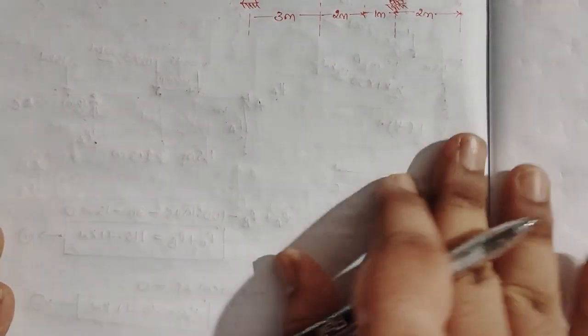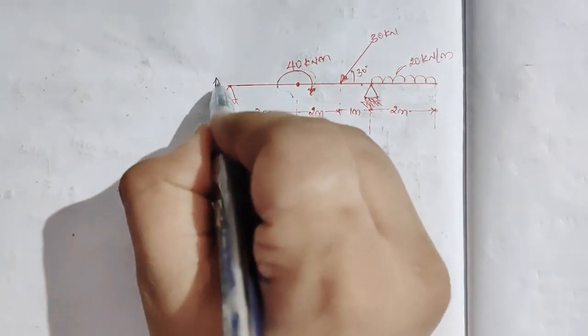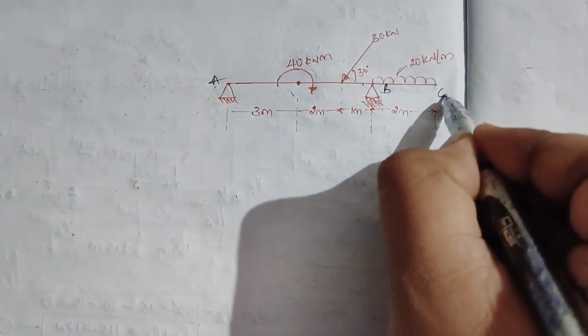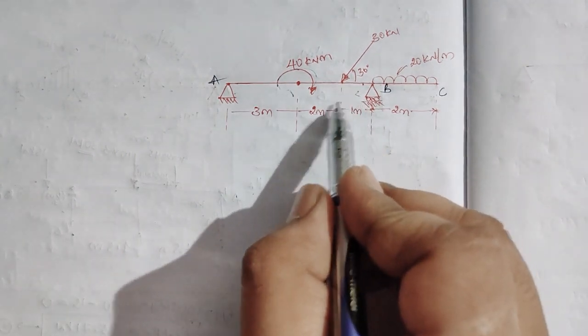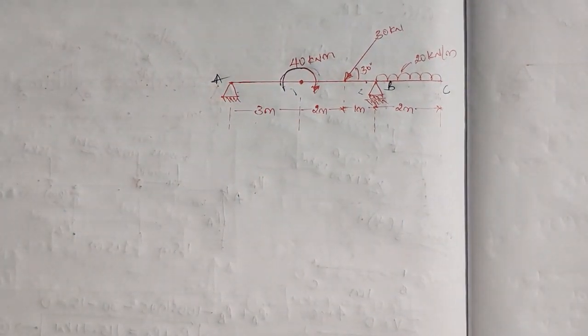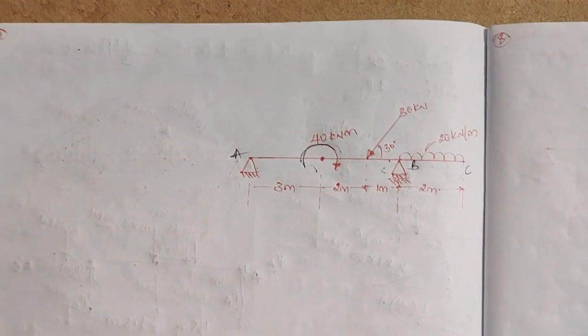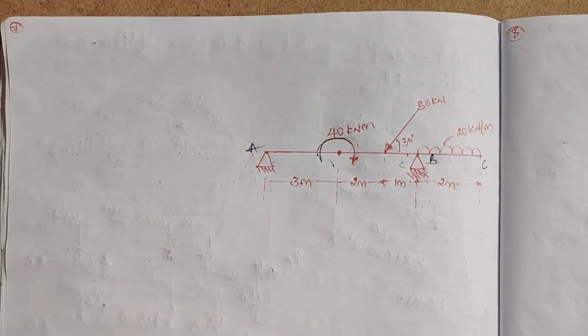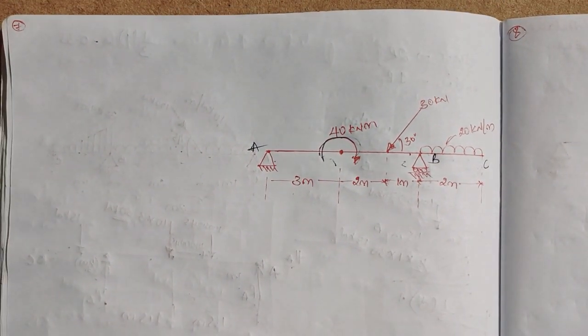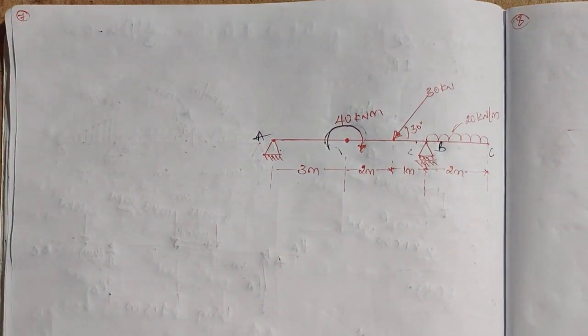So next one: if in the beam a moment is given like this, see A, B, C, between A and B at a distance of 3 meters, directly they have given a moment. When they give a moment, how to solve? I am covering each and every concept so that you may gain the knowledge, and it will be helpful for your exam.